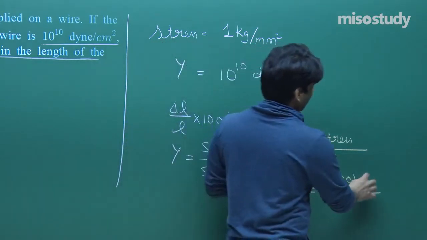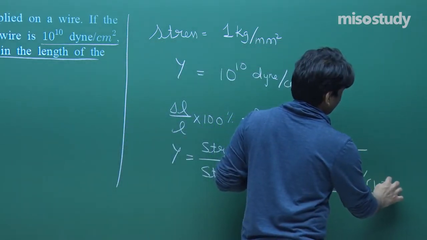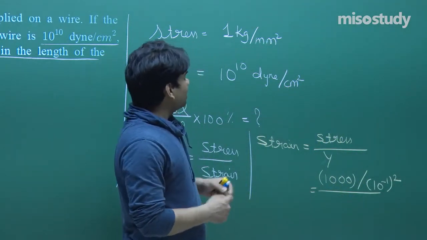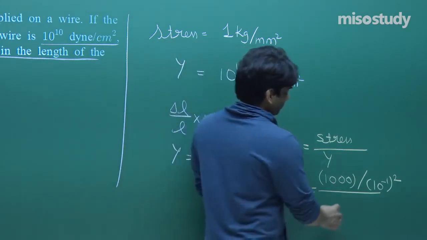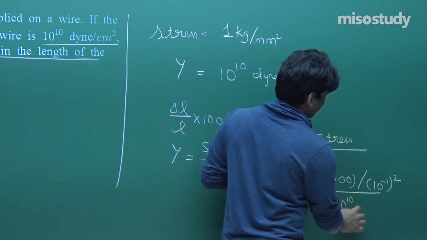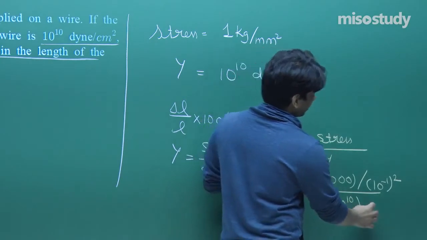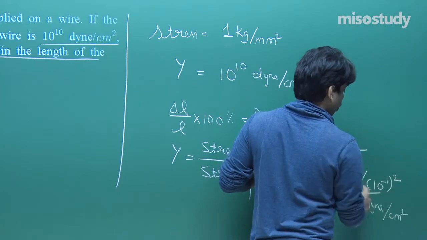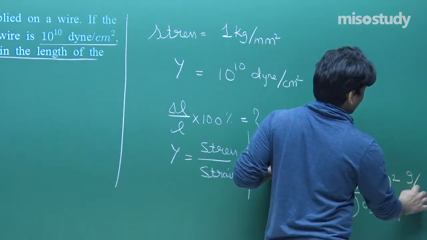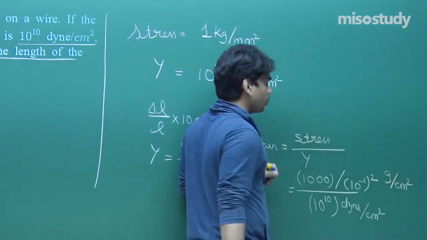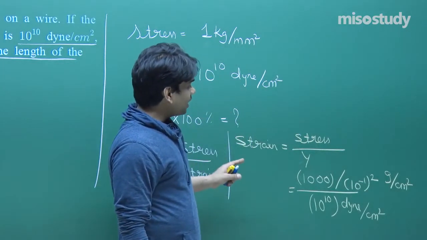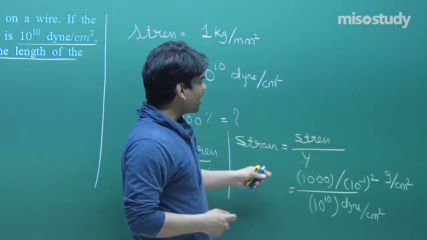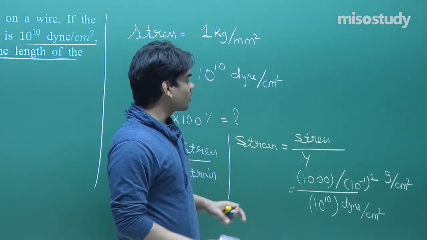Per square mm, instead of mm, I'm going to use 10 to power minus 1, because that will be converted into centimeter whole square. Next you see 10 to power 10 dyne, so let me use here 10 to power 10 dyne per square centimeter. And here also, what unit am I going to get? I am going to get gram per square centimeter. Now clearly you can go ahead and simplify this. You will be getting the required result.